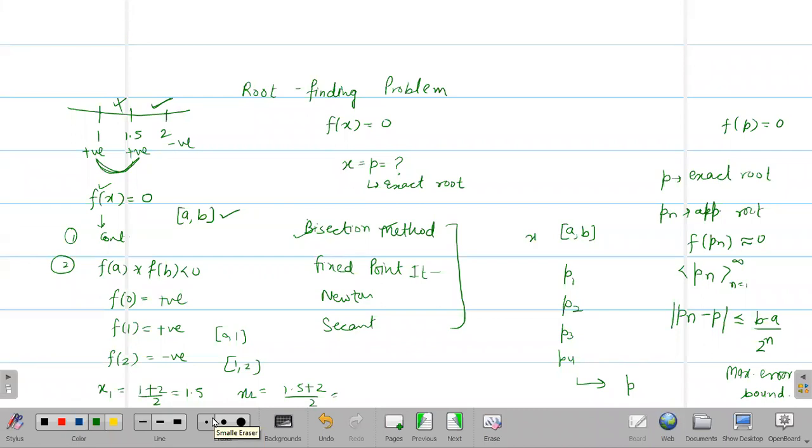It means you have to use IVT as well as bisection together. You always take the interval in which you are getting the opposite sign. Then you bisect the interval. Then again, you check the sign of the middle point. This way you will get a sequence of roots, which is the approximating root.